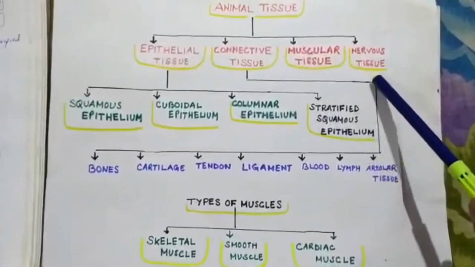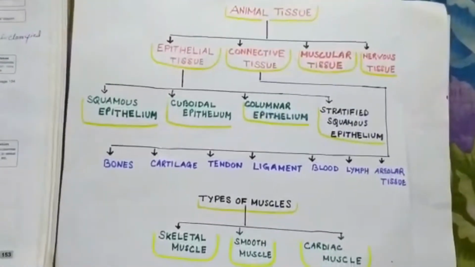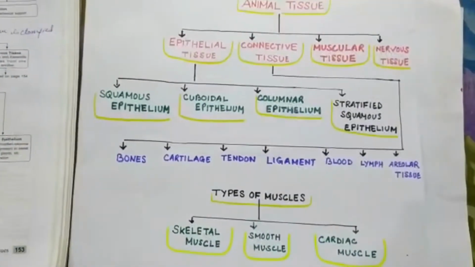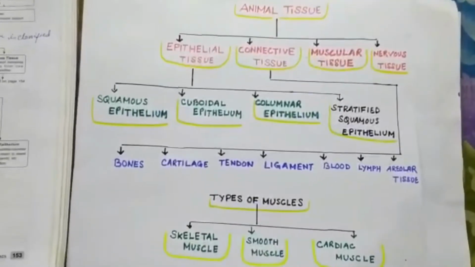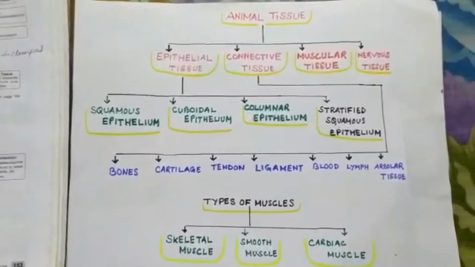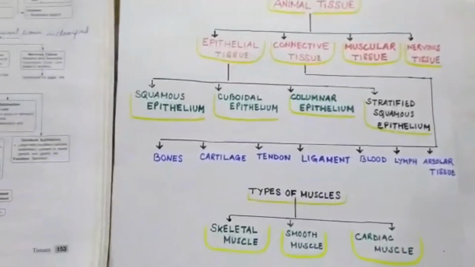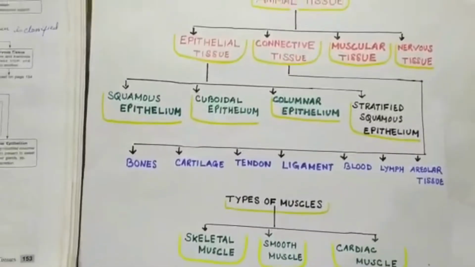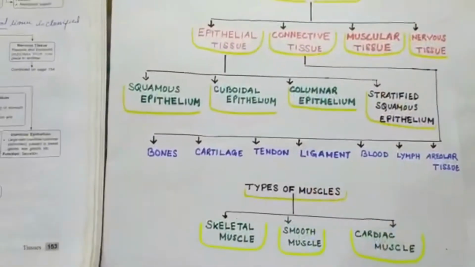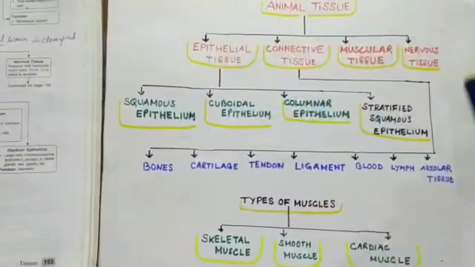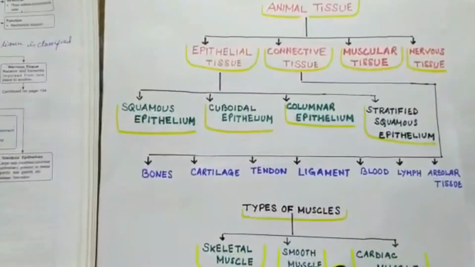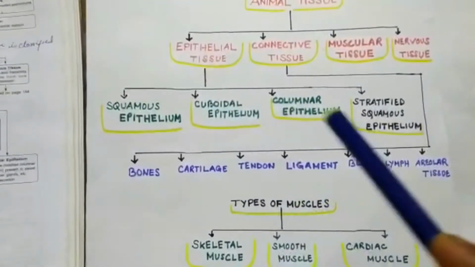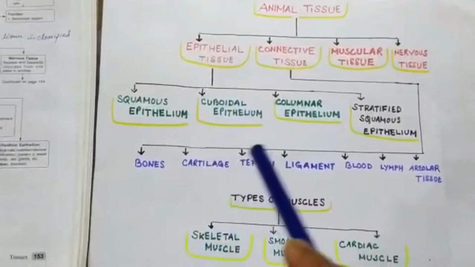And finally, the nervous tissue. The nervous tissue doesn't have any type in it, but we are going to explain the cells which are involved in the nervous tissue, which will be covered in my upcoming video. So overall, this is the overview of the chart which contains all the types of animal tissues. This will be explained further. So let us first of all start with the epithelial tissue.